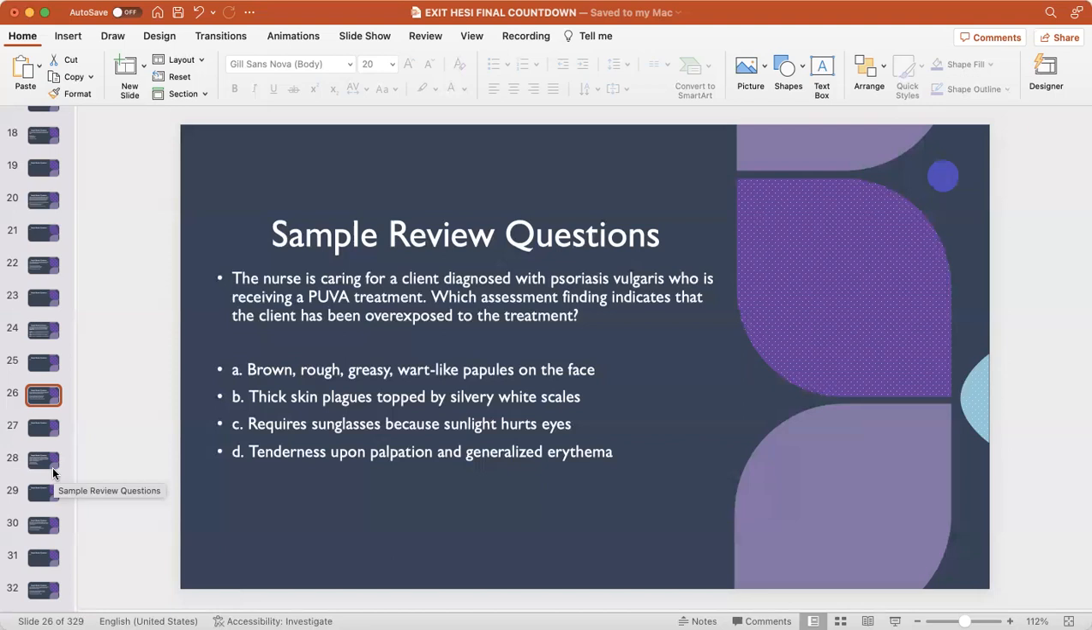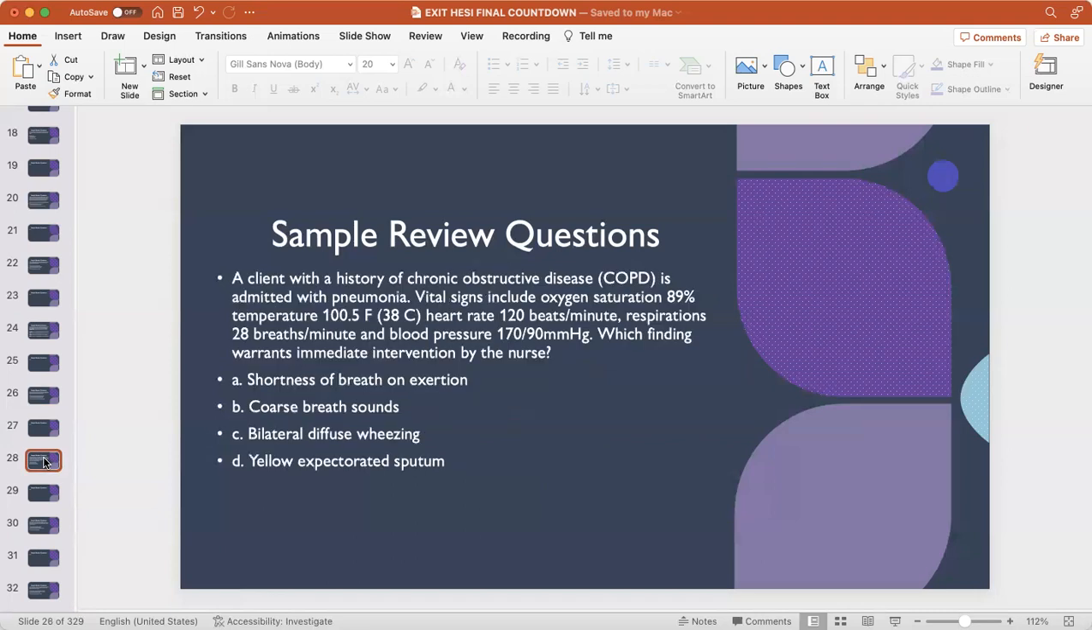Okay, cool. Got that. That makes sense. If I kick my leg, it's going to hurt. Perfect. But tenderness upon palpation and generalized erythema, what is that all about? Make sense? All right. How about this one?